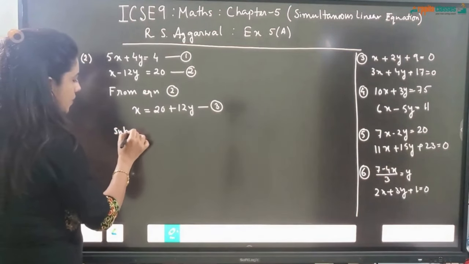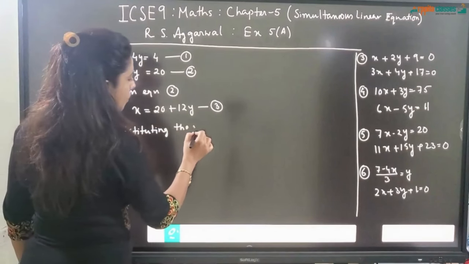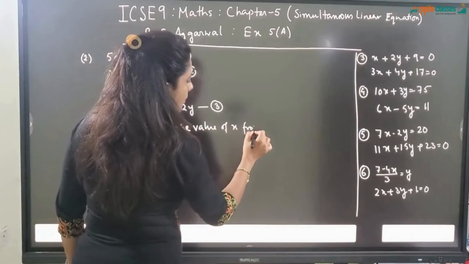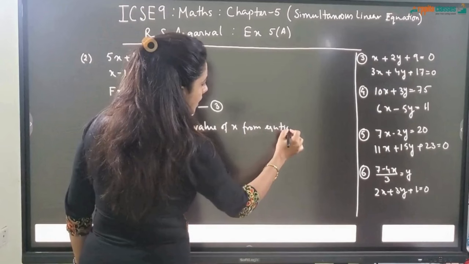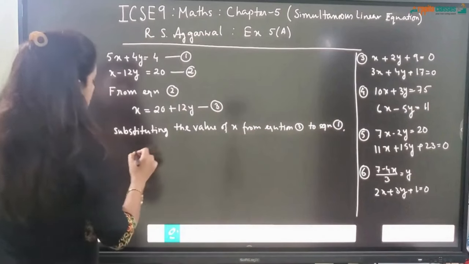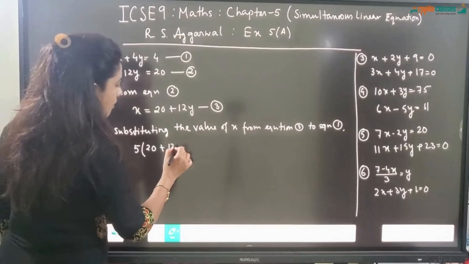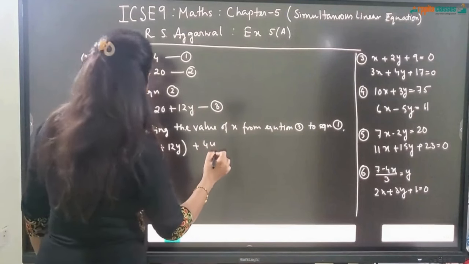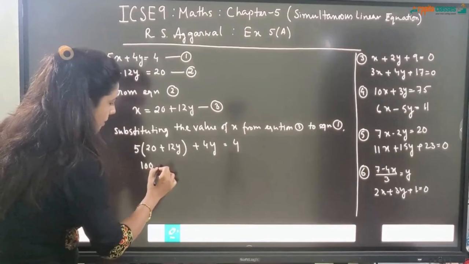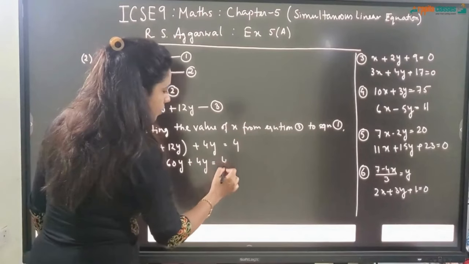Now I will be substituting this value to equation 1. So I'll write substituting the value of x from equation 3 to equation 1. So 5 into the value of x, which is 20 plus 12y, plus 4y is equal to 4. So now we'll solve it. 5 into 20 is 100 plus 60y plus 4y is equal to 4.